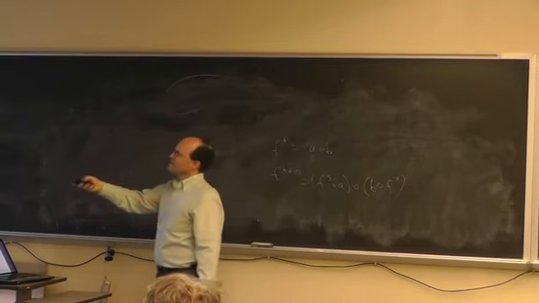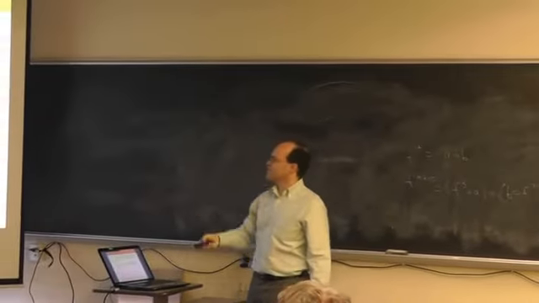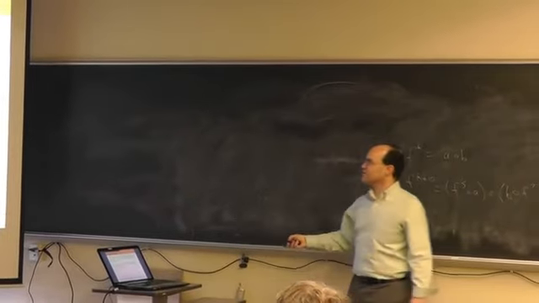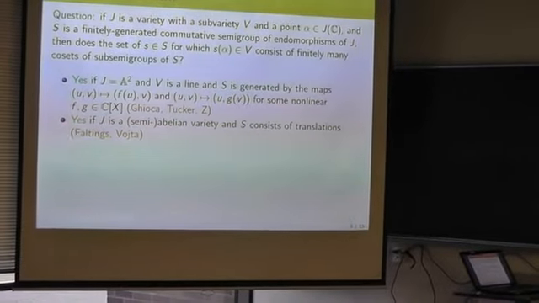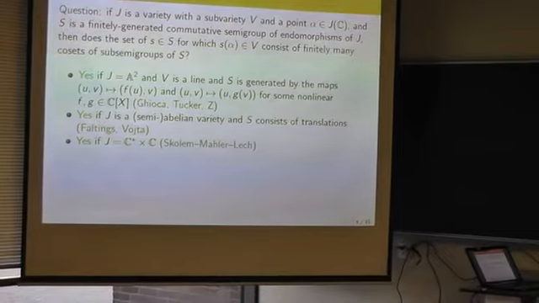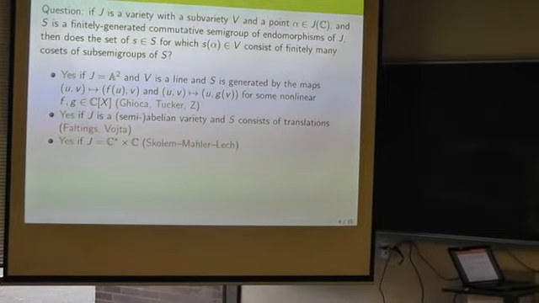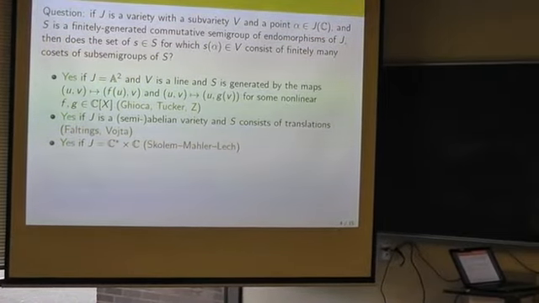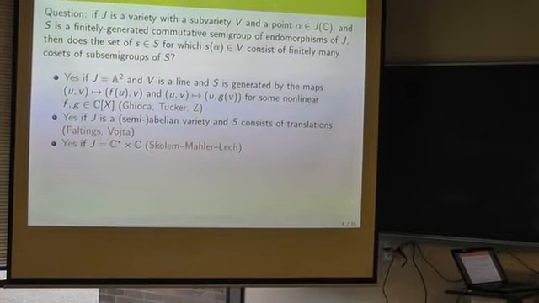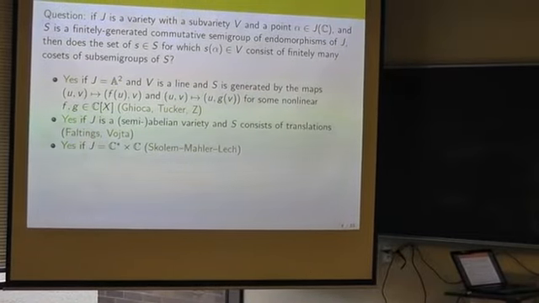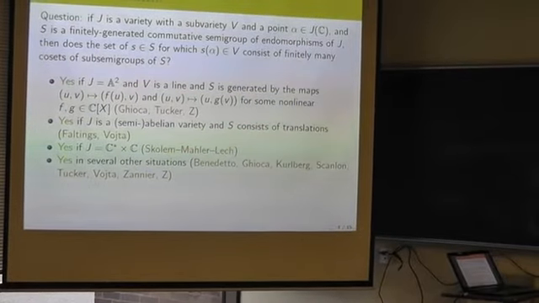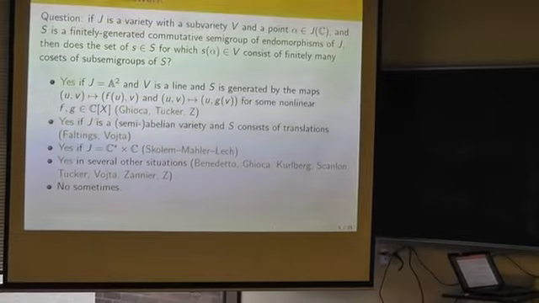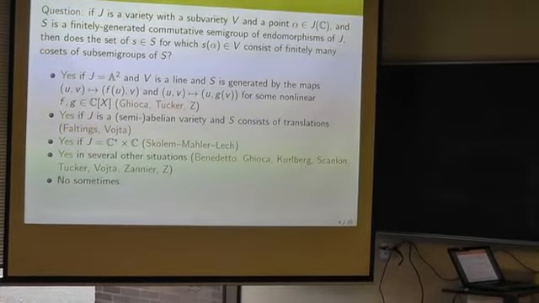Here we prove this, and our result extends it to affine n-space. There's nothing special about it. The answer is also yes if J is an Abelian variety and S consists of translations, so that's the Mordell-Lang conjecture. The answer is also yes if J is the multiplicative group times the additive group, or just the plane minus a point times the plane. That winds up being equivalent to the Stoney theorem. There are several other papers showing the answer is yes in many other situations, but unfortunately the answer is sometimes no.